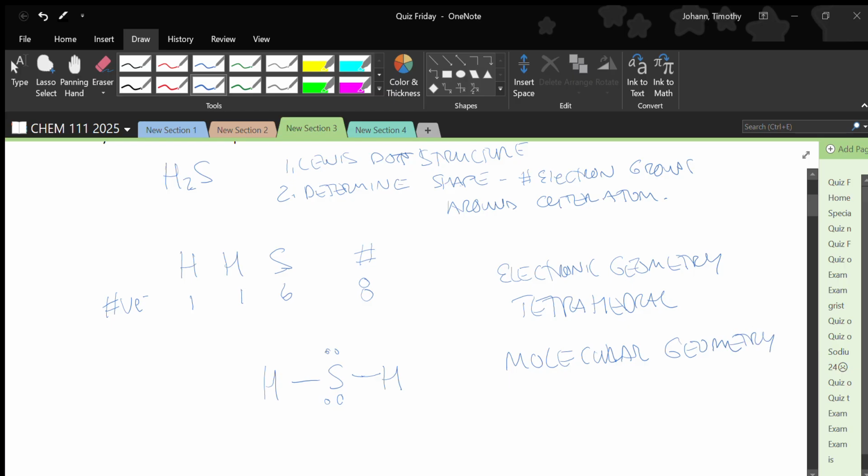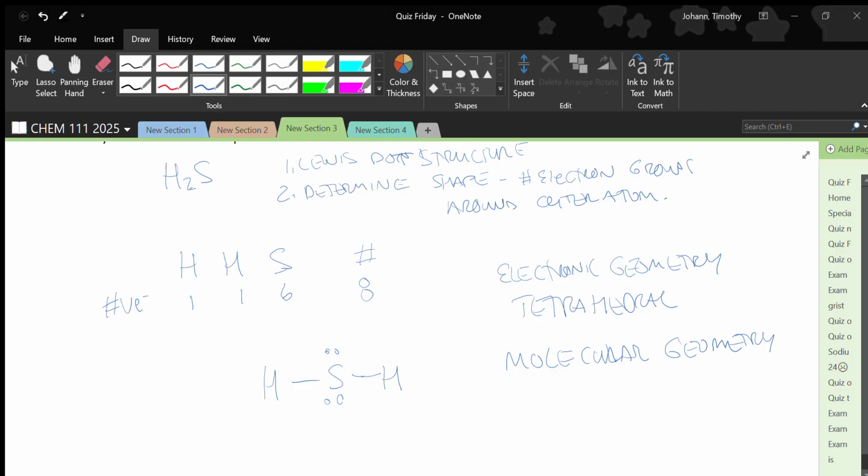What's different about the molecular geometry? Don't tell me the shape. How is it different from the electronic geometry? It only counts the atoms, the shape of the atoms, okay? So we have two groups attached to a sulfur. So it can't be a tetrahedral because that'd be four atoms attached to a sulfur for molecular geometry. But what's the shape going to be? So I've got two electrons here. I've drawn it. It looks linear, but it's not linear. What is it?